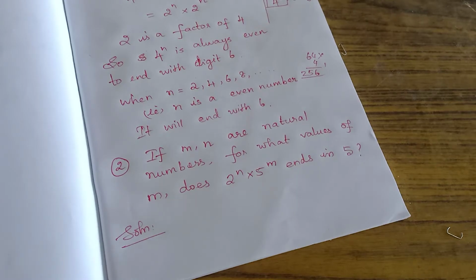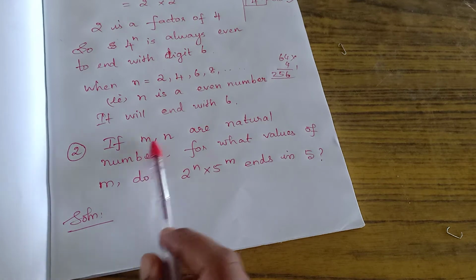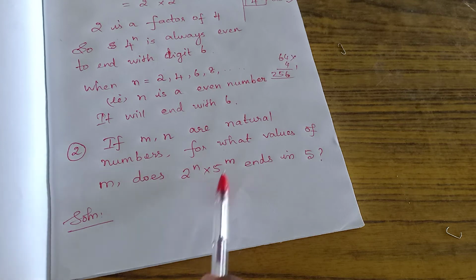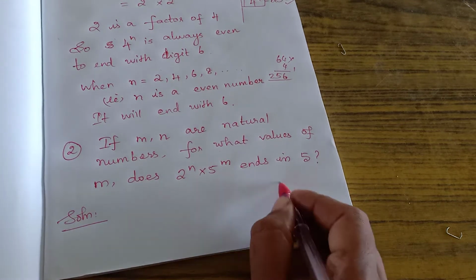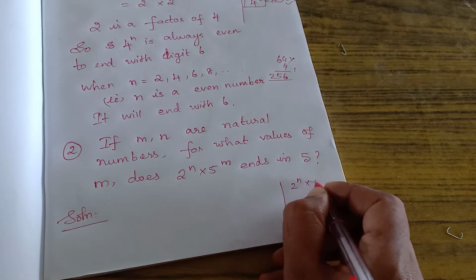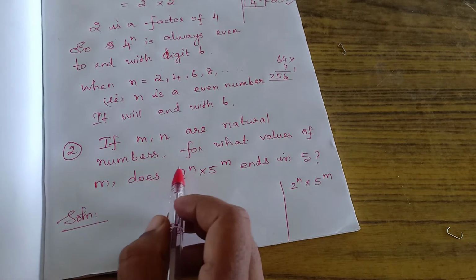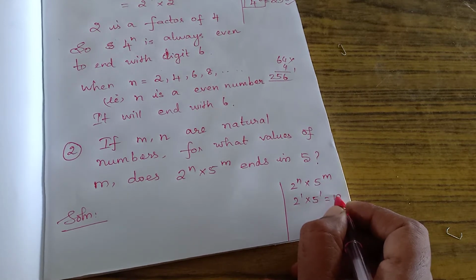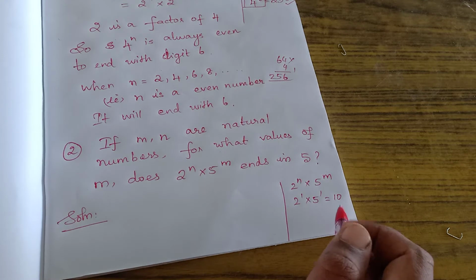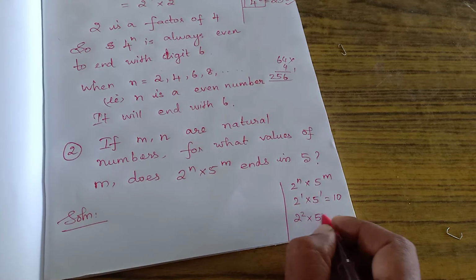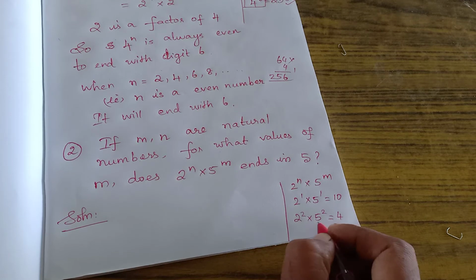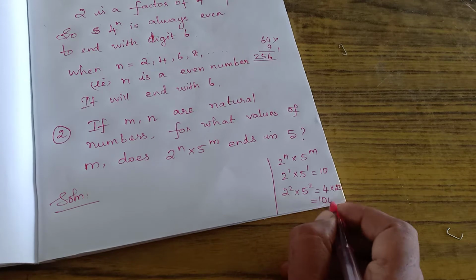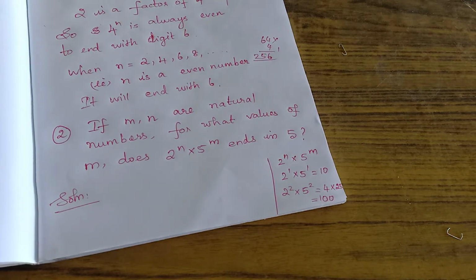Okay, listen. See the second question, dear students. If m, n are natural numbers, for what values of m does 2 power n into 5 power m end with 5? Let's do the rough work first. 2 power n into 5 power m. So m and n are natural numbers only. So 2 power 1 into 5 power 1. What is the answer? 10. Is it ending with 5? No. Then 2 power 2 into 5 power 2. So 4 into 25, so 100. Is it ending with 5? No, it is not ending with 5.